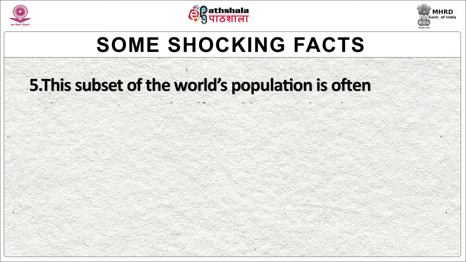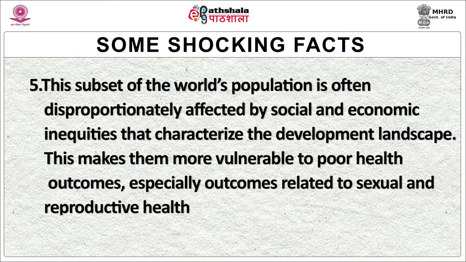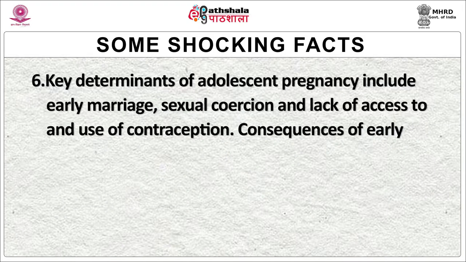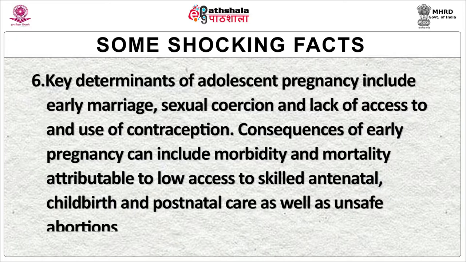And this subset of the world population is often disproportionately affected by social and economic inequalities that characterize the development landscape. This makes them more vulnerable to poor health outcomes, especially the outcomes related to sexual and reproductive health. The key determinants of adolescent pregnancy include early marriage, sexual coercion, and lack of access to the use of contraception. Consequences of early pregnancy can include morbidity and mortality attributable to low access to skilled antenatal, childbirth, and postnatal care as well.